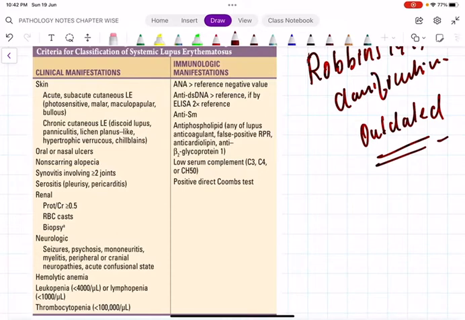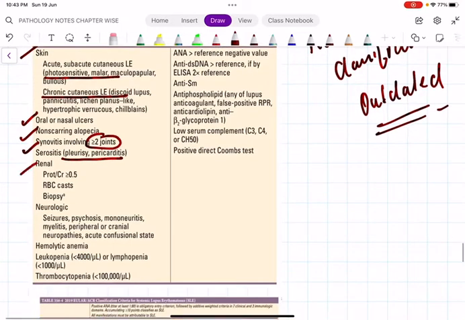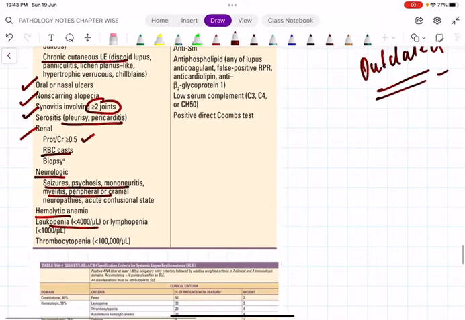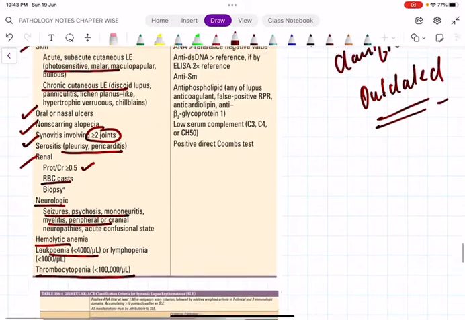Now let us see what the clinical manifestations are, what the current classification takes into account. Skin, which may be acute, subacute, or cutaneous lupus erythematosus, that is photosensitive malar rashes, or chronic cutaneous in case of discoid lupus. We will see what discoid lupus and drug-induced lupus are very soon. Then oral or nasal ulcers, non-scarring alopecia, synovitis involving two or more joints, pleurisy, pericarditis. In renal, protein creatinine ratio should be more than or equal to 0.5, RBC casts. Then neurological: seizures, psychosis, mononeuritis, myelitis. Then hemolytic anemia, leukopenia less than 4000 per microliter, thrombocytopenia less than 1 lakh per microliter. So these are the clinical classification.